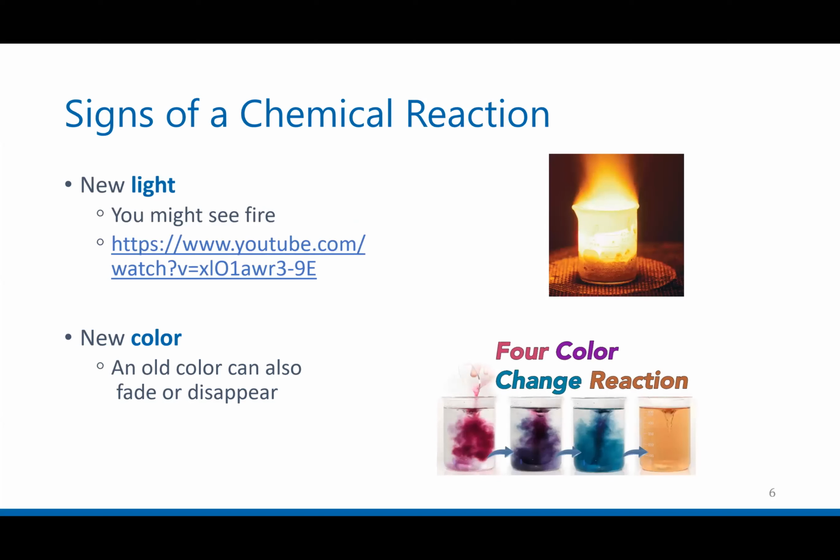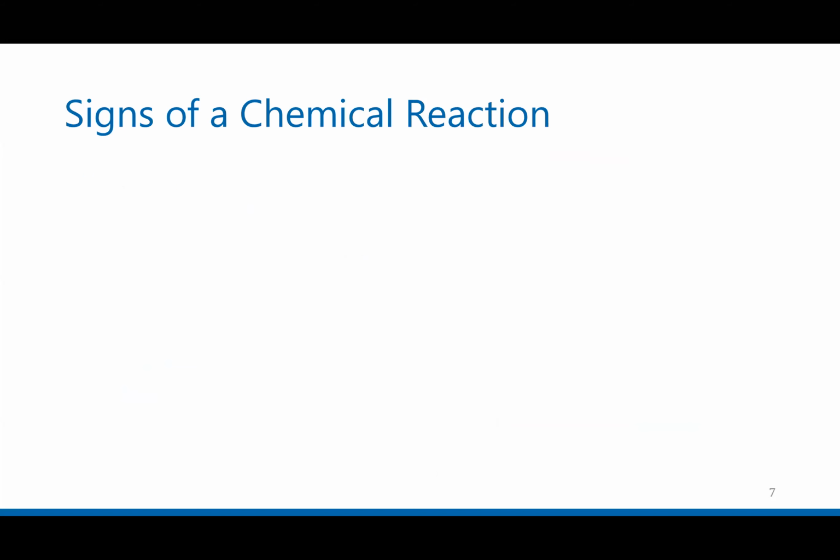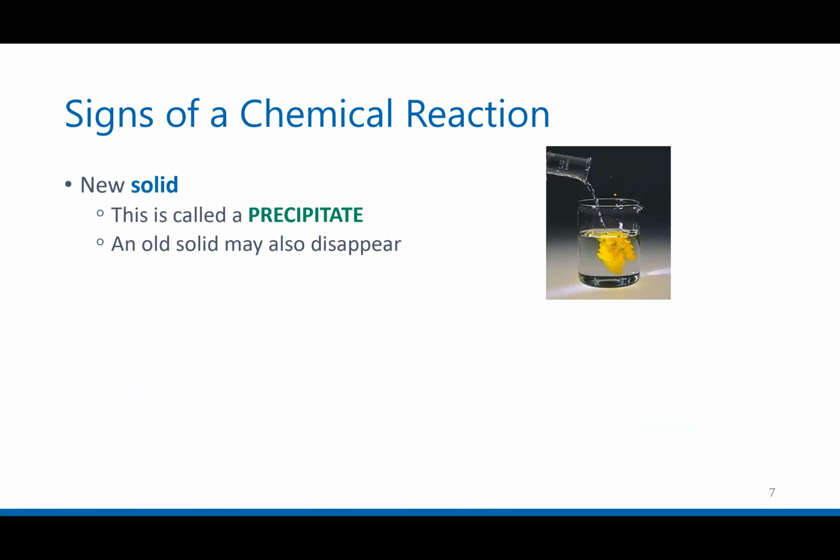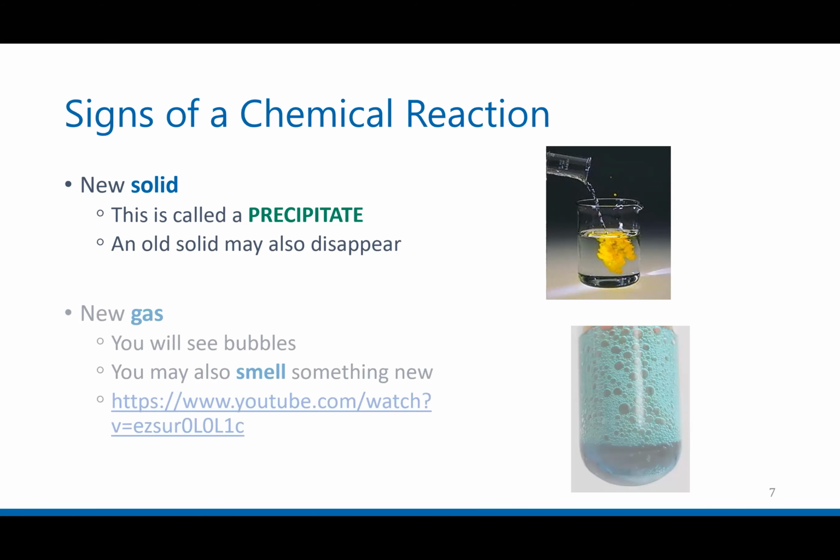Seeing a new color forming would be a chemical reaction. So you mix two clear, colorless solutions and it turns white or blue or yellow. That's a chemical reaction. A solid is formed. So you mix two liquids together and you get a precipitate. That's a sign of a chemical reaction.